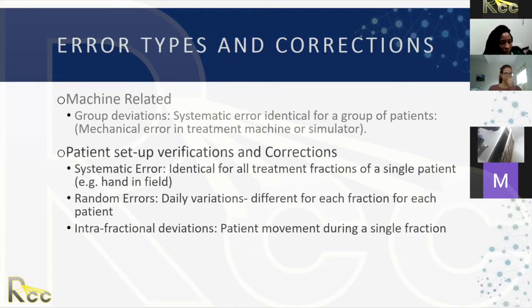There are also random errors where you have daily variations and it's different for each fraction for that particular patient. And then you have intra-fraction deviations where the patient moves during the single fraction. So the imaging types that I'm focused on today are really going to help us to identify and fix these systematic and random errors.